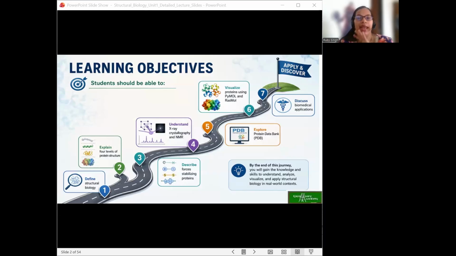So, by the end of this entire structural biology series, you should not be able to only define structural biology. I want you to understand, analyze, and visualize any structural information given in a biological and biomedical context. So you should not say that, oh, I don't understand whether it's alpha helix or beta sheets. The moment you look at the structure of a protein, you should be able to understand what exactly the protein is: globular protein, structural protein, or functional protein. All these things you need to understand.